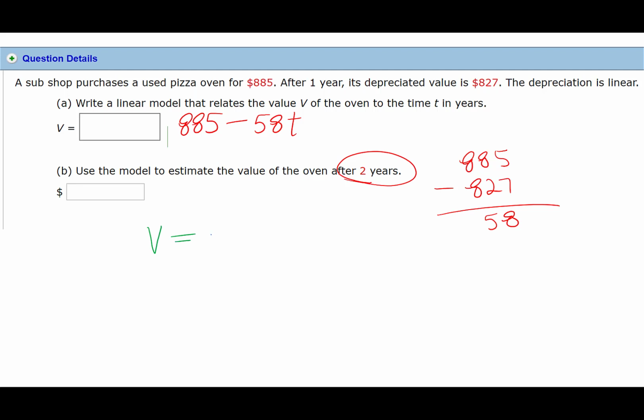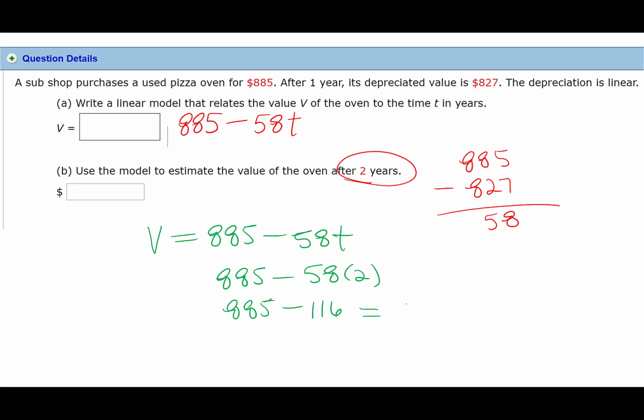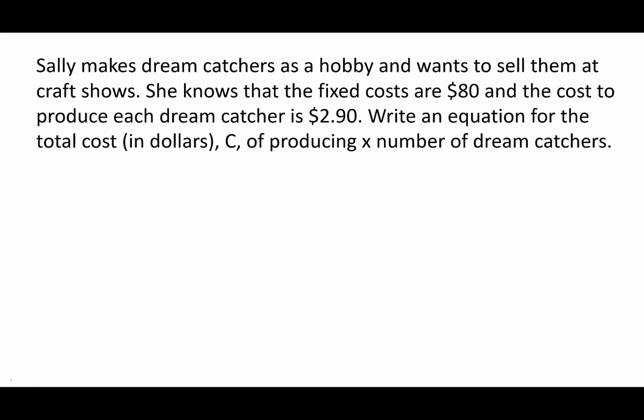The equation: value equals $885 minus 58t. Now we'll let t equal 2. 885 minus 58 times 2. Order of operations says multiply first. This will be 885 minus 116. And it will have a value after 2 years of $769. Okay, so let's try another one like that.